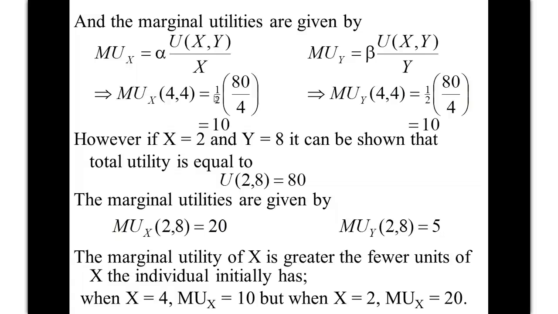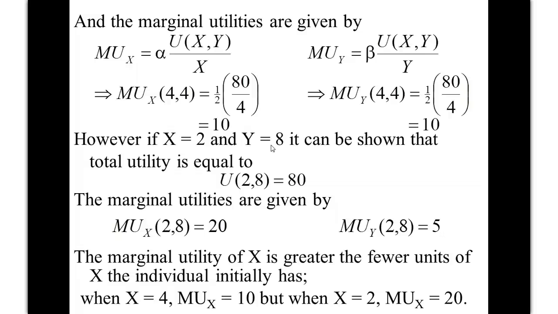However, if we look at a different consumption bundle, 4 is a very balanced consumption bundle. It's equal units of each. What about a consumption bundle that's unbalanced, where there are 2 units of x and 8 units of y? In this instance, there are 10 units in total. The person is now consuming more goods. 4 units of x and 4 units of y is 8 units in total. Here it's 2x and 8y.